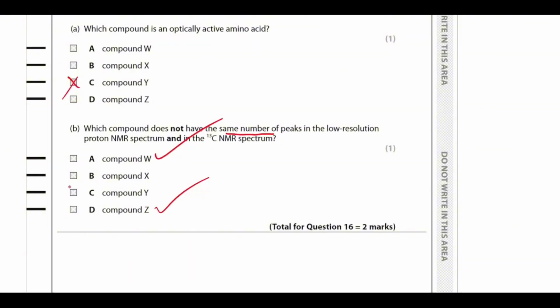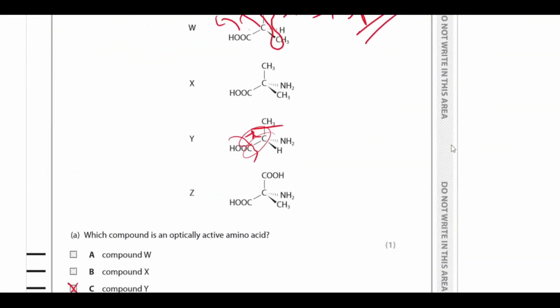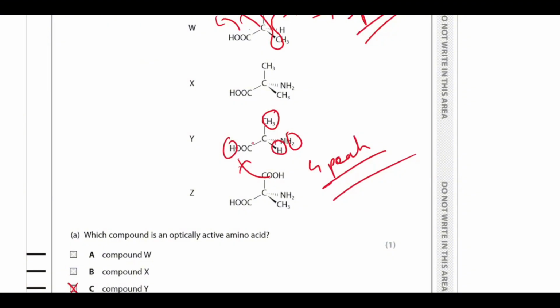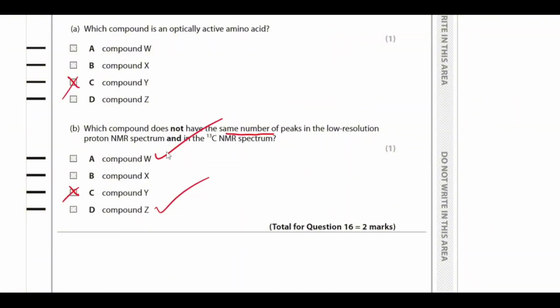The only option will be C, because if you see here clearly, we have 1, 2, 3, 4. So there will be 4 peaks in the hydrogen NMR, and of course there will be 1, 2, 3 peaks, considering there will be 3 different carbon environments, so there will be 3 peaks in the carbon NMR. So of course they won't have the same peaks. Compound Y will be the correct answer.